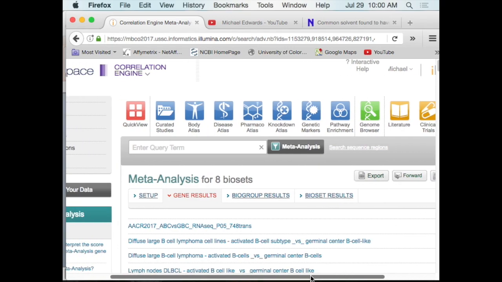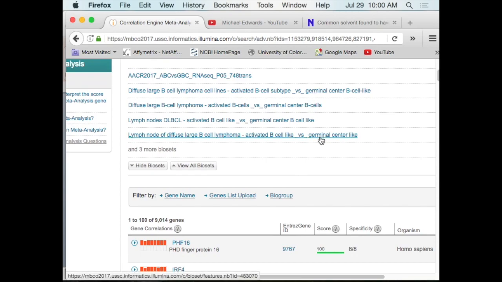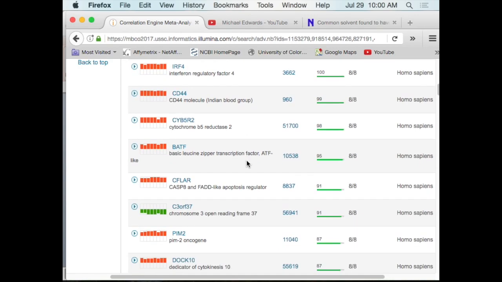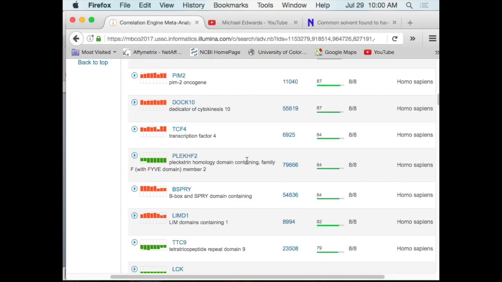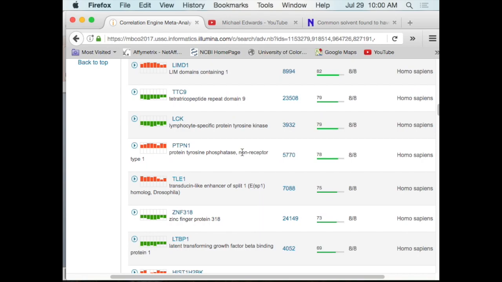And what we are going to do is use the 748 transcripts that we had, but we're also drawing from 7 other different studies looking at the same activated versus germinal cell lymphoma. And at the end, you're going to get a gene list like this. And if we go down here, what's the focus of the paper that we just analyzed? What were they looking at? The ChIP-seq, what was that?